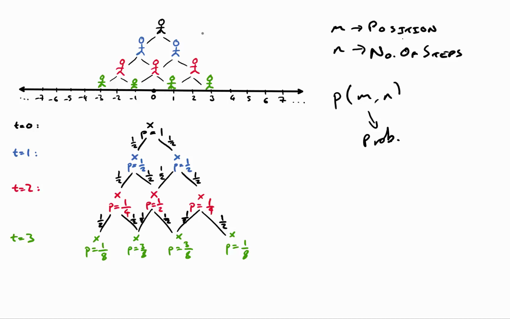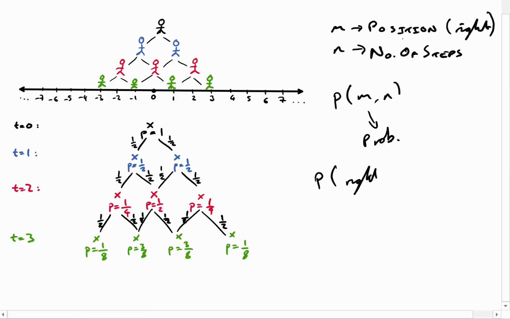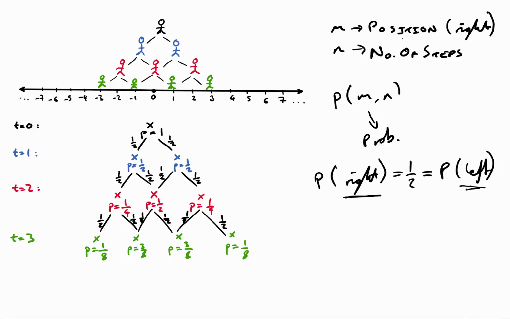Now, why do I take m to be the right? I could equally take left. I'm just taking either the right direction or the left direction. The reason behind that is that the probability of me moving right is a half, which is exactly the same as the probability of me moving left. I have an equal chance of moving right or left after each time interval. So I just take right for convenience, but equally it could be left, because the probability of moving right is exactly the same as the probability of moving left.